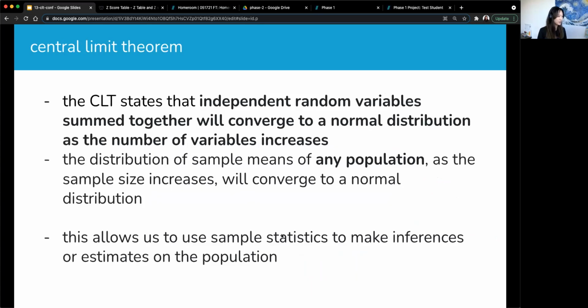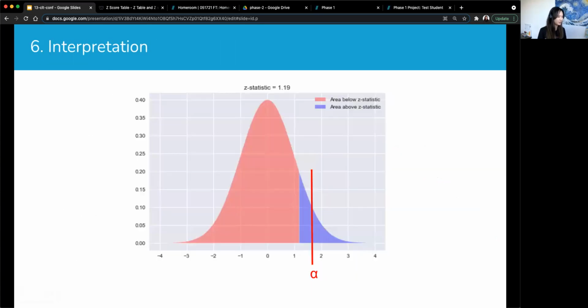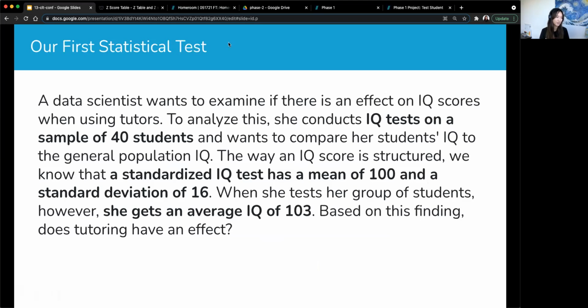So to finally interpret that, oh, I guess I don't really have an interpretation slide. But anyways, with these results, because the p-value was 0.12, or because the z statistic of 1.19 was smaller than the critical z of 1.64, I believe, if I'm remembering correctly, we failed to reject the null hypothesis. And with this setup, tutoring did not have an effect on IQ. So that's our first statistical test done.